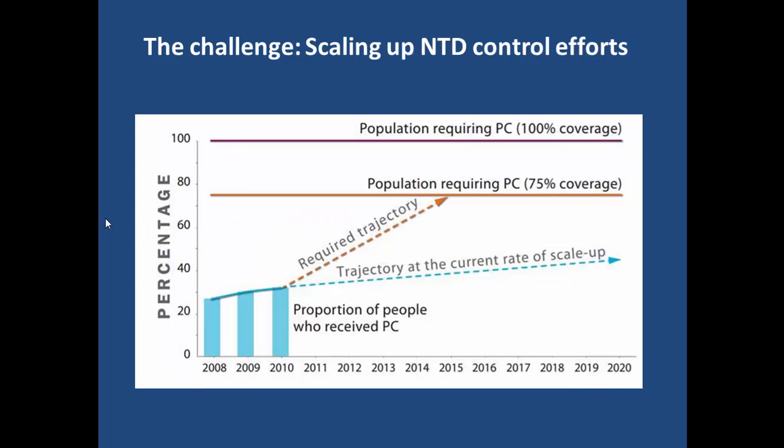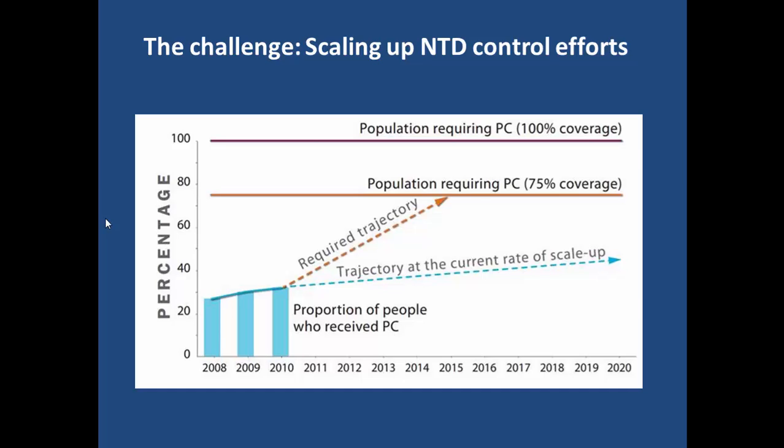And then scaling up is another issue. It has to do a lot with the money issue, but it's also about logistics, and personnel capacity, and so on. And in order to reach the required trajectory of reaching 75% of the population, they need to scale up quite considerably, and they're well behind schedule right now.